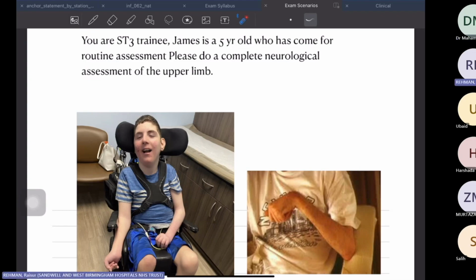So that's 4 minutes up. Okay. You can enter the station now. Yeah, you've got 6 minutes.